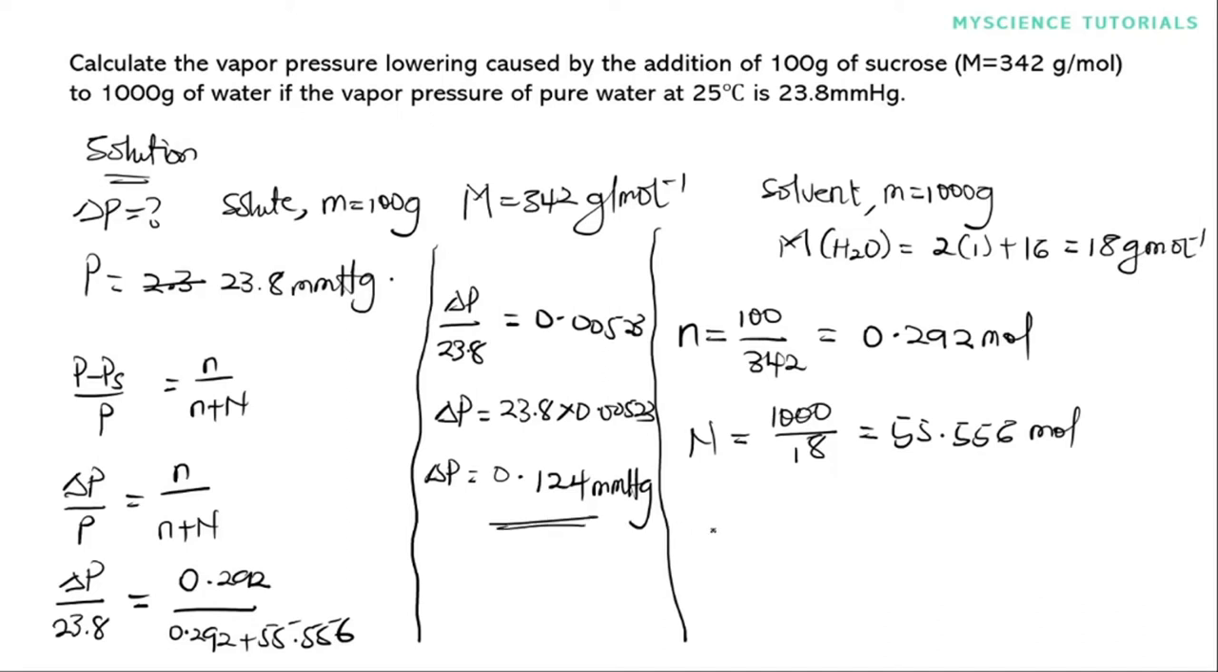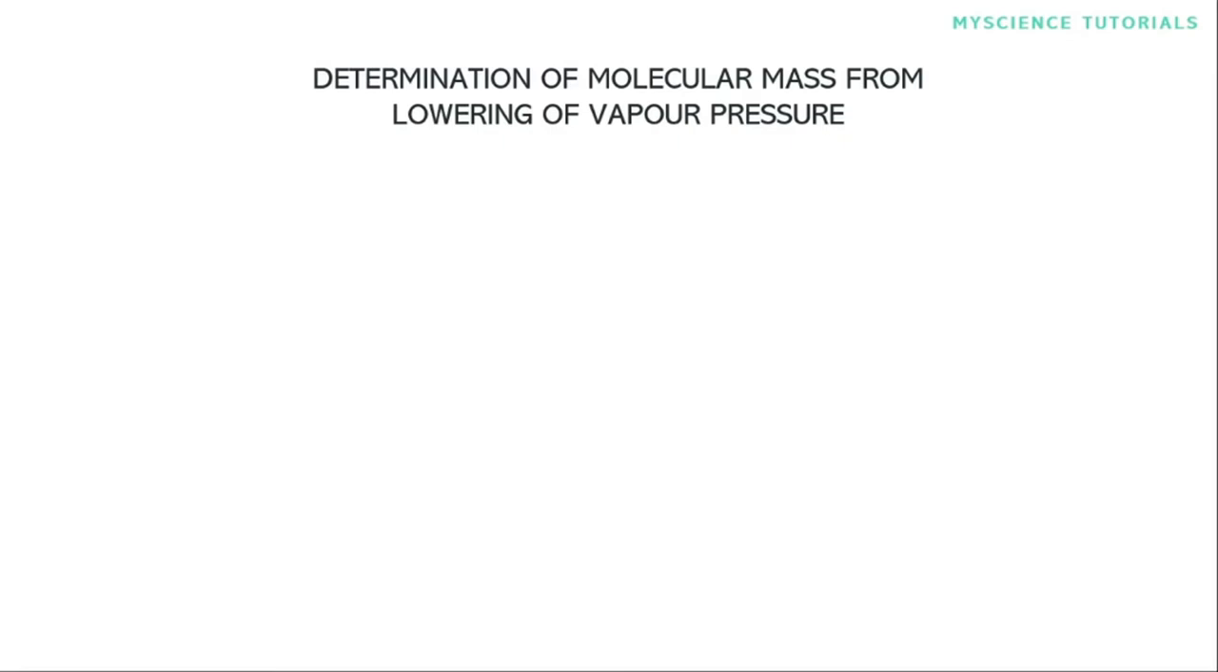0.124 mmHg. Alright, so now let's look at how to determine the molar mass from the lowering of vapor pressure. The molar mass of a non-volatile solute can be determined by measuring the vapor pressure of the solution, by dissolving a known weight of the solute in a known weight of the solvent. We know that the change in vapor pressure is equal to the mole fraction, that is n over n plus capital N. So we need to calculate the molar mass of the solute, in case we don't know the solute we are adding to, maybe, water or an ether, and we want to find the molar mass through vapor pressure depression. How do we go around that?